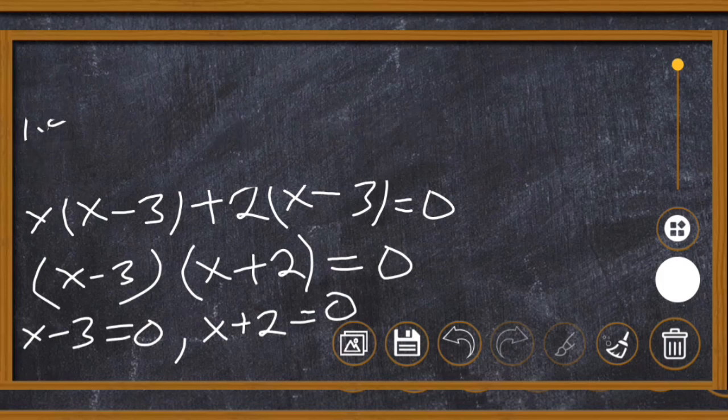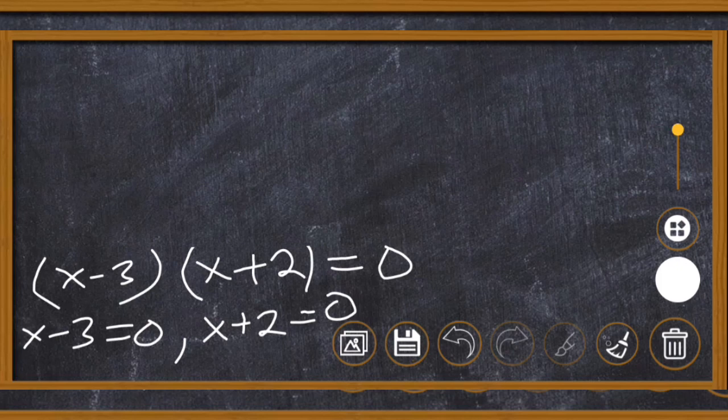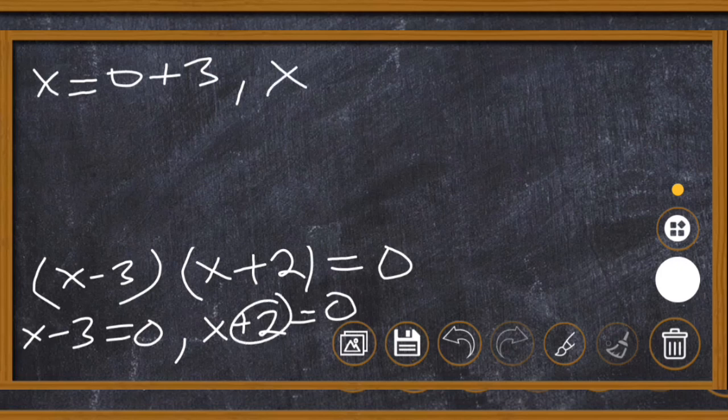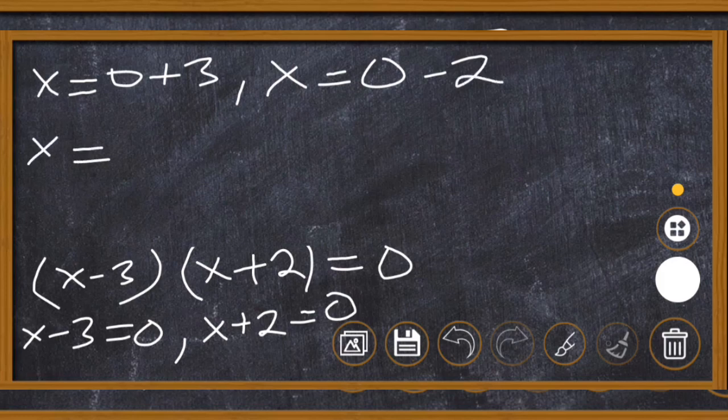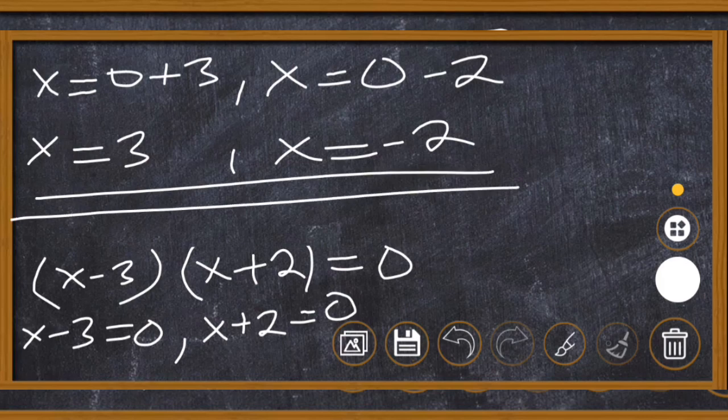So let's wrap the top part here. Okay, so in this case then, we're gonna have x, when this negative 3 comes to the right side, it's gonna be positive. So it's gonna be 0 plus 3, and then when this positive 2 here comes to the right side, it's gonna be negative. So we're gonna have that. So x in this case is gonna be equal to 0 plus 3, it's 3, and then x is equal to 0 minus 2, it's negative 2. So these are the values of x. So this is how basically we simplify the expression and find the values of x.